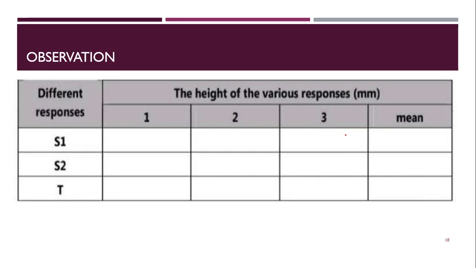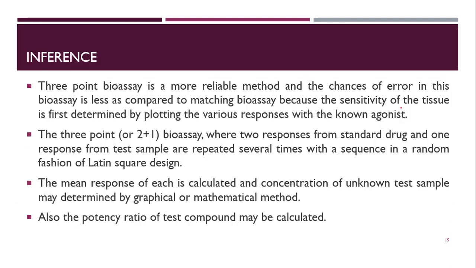Okay, so this is the observation table that we have to maintain. So different responses of S1, S2 and T. So 3 responses of each S1, S2 and T, and we have to take the mean of it. Okay, and we have to use the appropriate mathematical formula and then calculate the relative potency and concentration of the test sample.